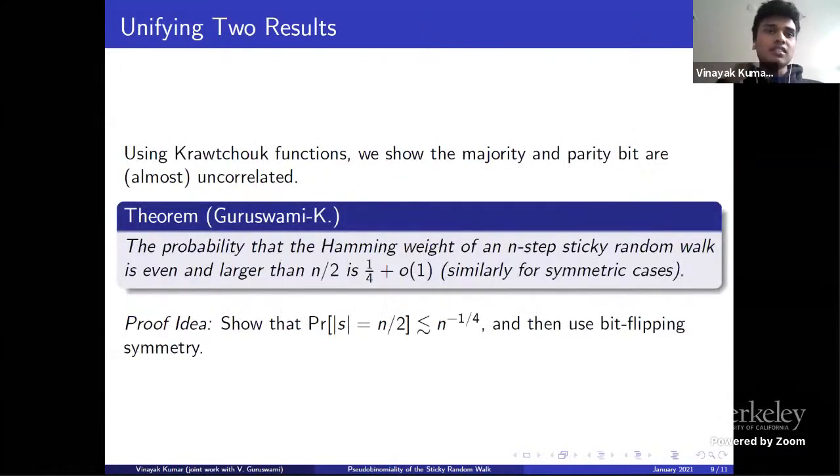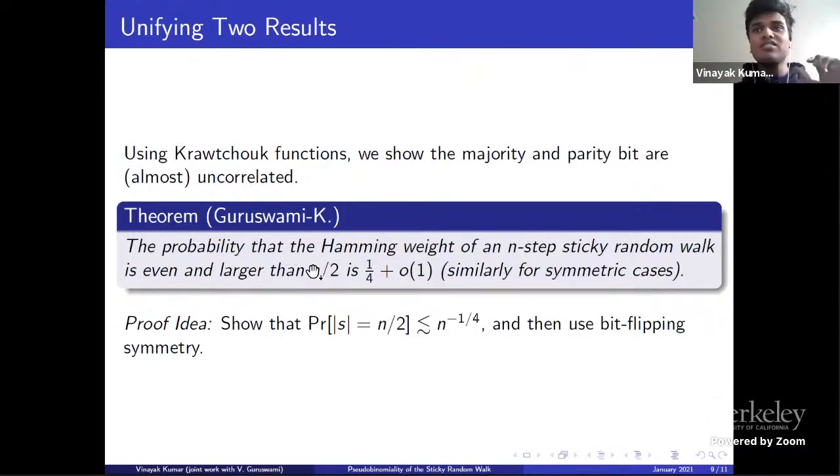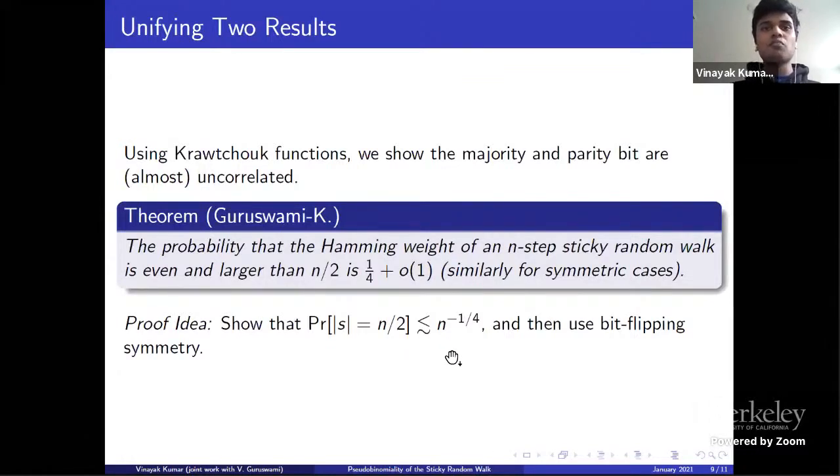And so as another result, we show that the majority and parity bit are almost uncorrelated, by showing that in all of these 4 cases, the probability is 1/4 plus some little o of 1 factor. The proof idea does depend quite a bit on symmetry. And in the middle case where the symmetry doesn't handle it, we use Krawtchouk functions to upper bound this central probability coefficient by our little o of 1 factor.